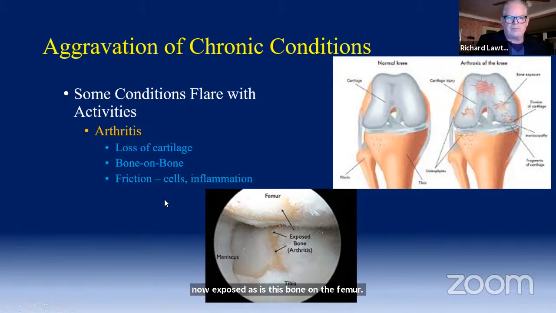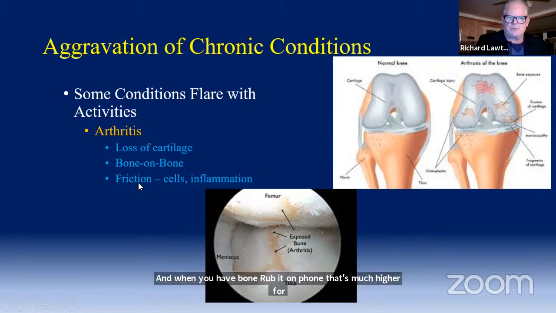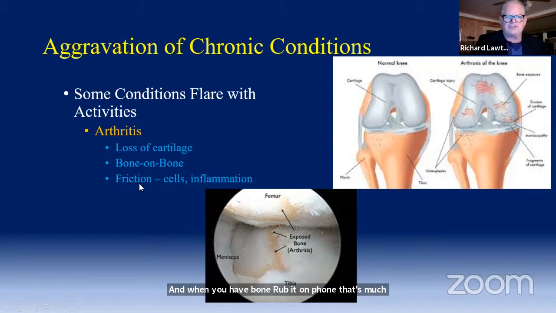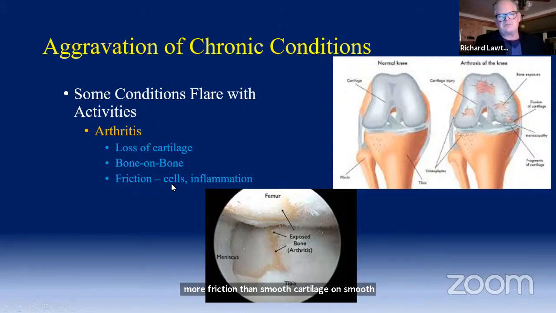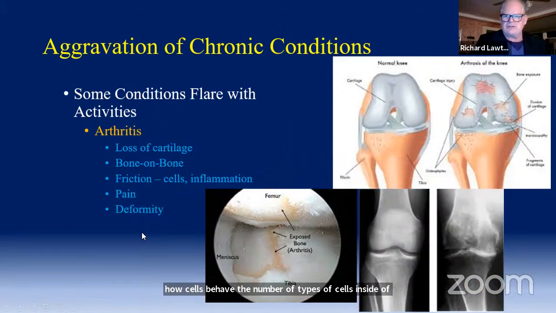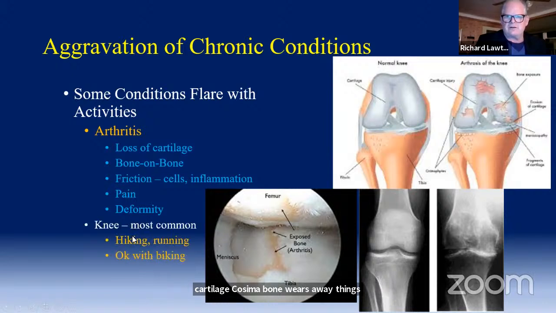And when you have bone rubbing on bone, that's much higher friction, 1,000 times more friction than smooth cartilage on smooth cartilage. And it's that friction we think that changes how cells behave, the number and types of cells inside of the knee joint that generates inflammation, and with inflammation comes pain. Over time, the bone can erode, and you can see this knee is a little bit bow-legged. This is a normal knee here, but as arthritis worsens and the cartilage that coats the end of the bone wears away, things can get out of alignment and cause these deformities we see in patients with bad knee arthritis.